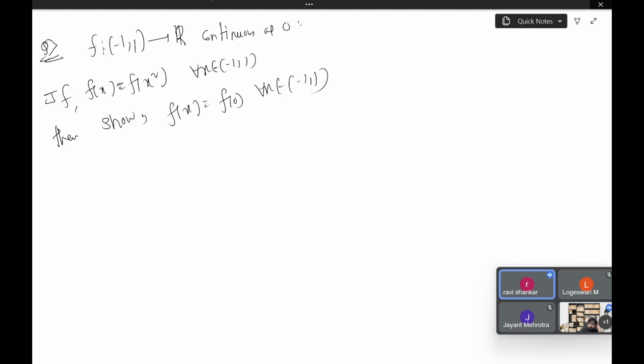Sir, how to begin with this question? Like how to start? Yeah, so let me give the hint. Choose c belongs to minus 1 to 1 and consider the sequence c to the power 2 to the power n. Now on this sequence, use the sequential criteria.